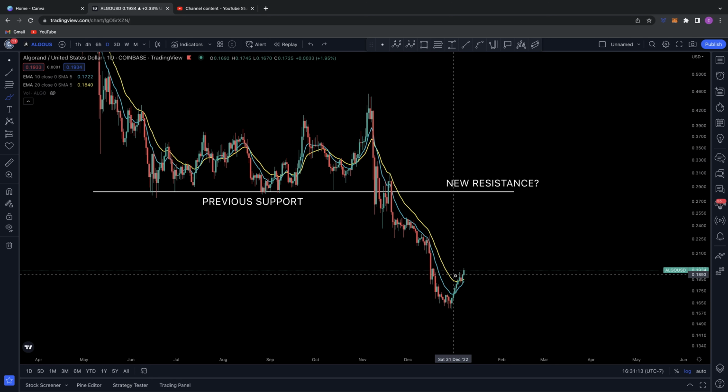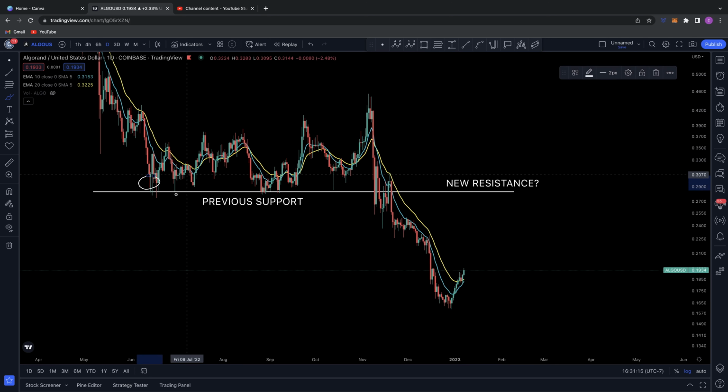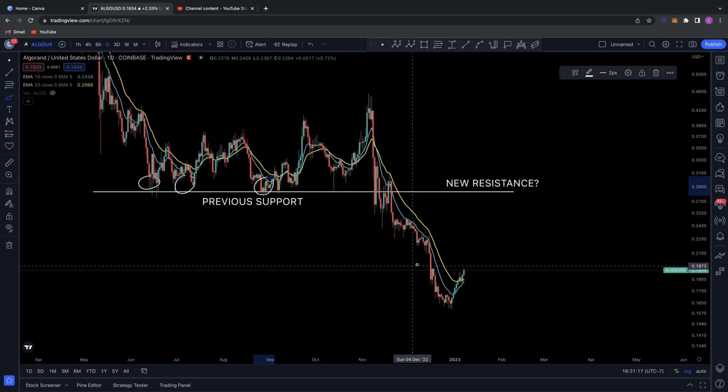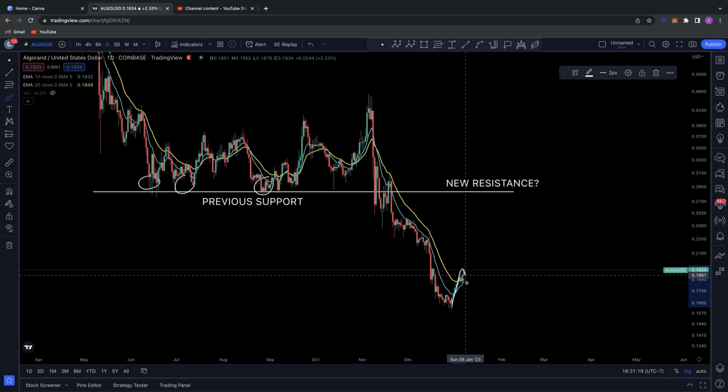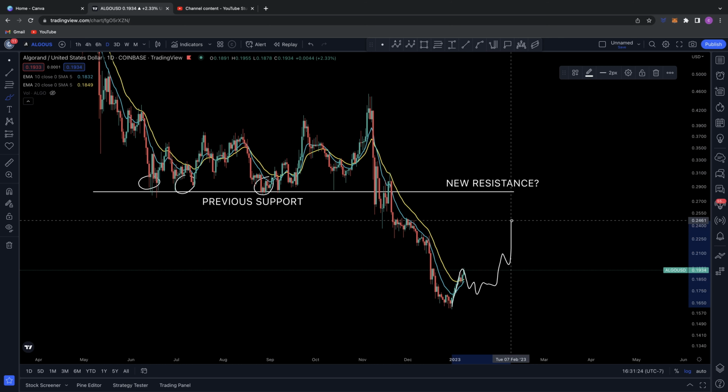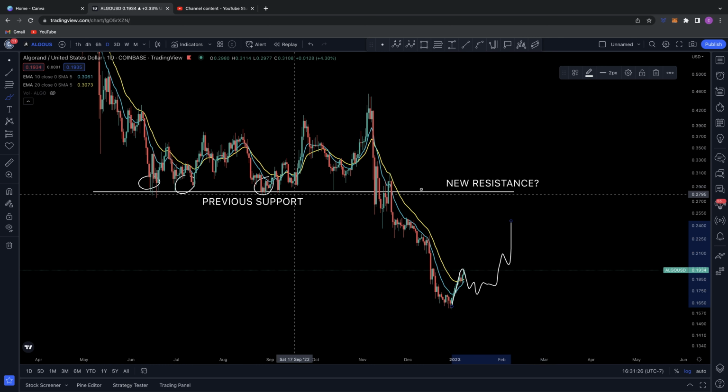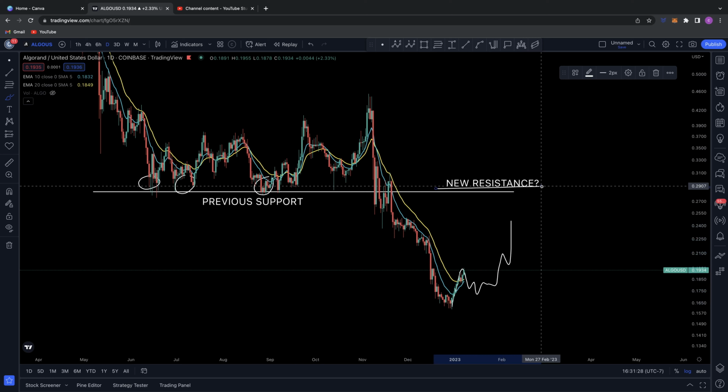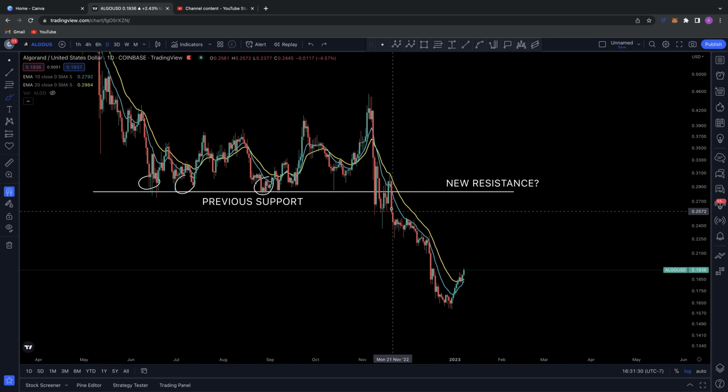But the bigger picture here is the fact that this was our multi-month support. It wouldn't surprise me if you start to see Algo, as long as it does well and holds support and puts in higher lows, start to work its way up towards this previous support and look to turn it into new resistance. Again, this is what happens in downtrends.